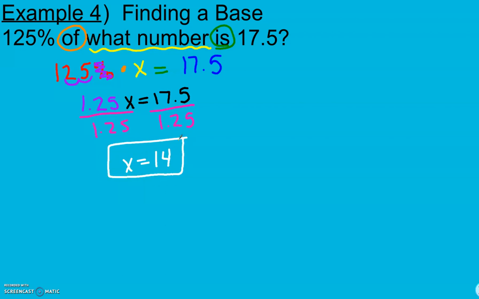So 125% of 14 is 17.5. Double check, does that answer make sense? Well, since this is over 100%, this should be less than, because this should be more than where we started. So our answer seems like maybe it makes sense.